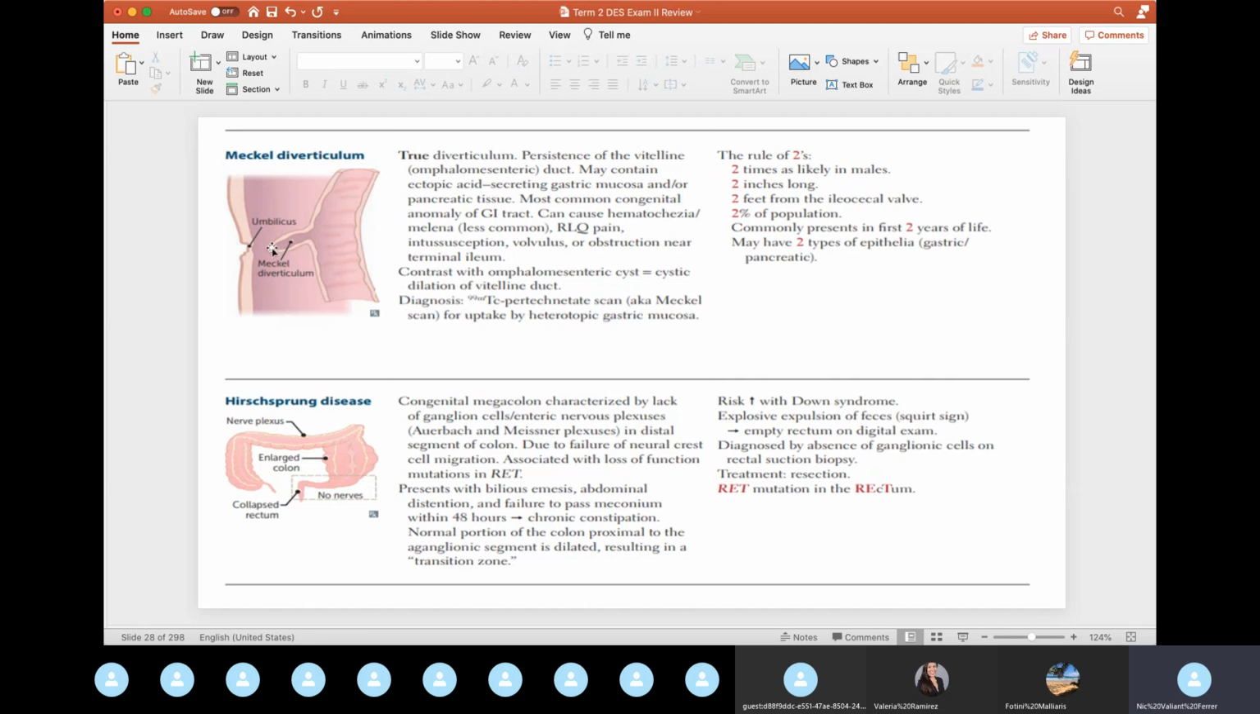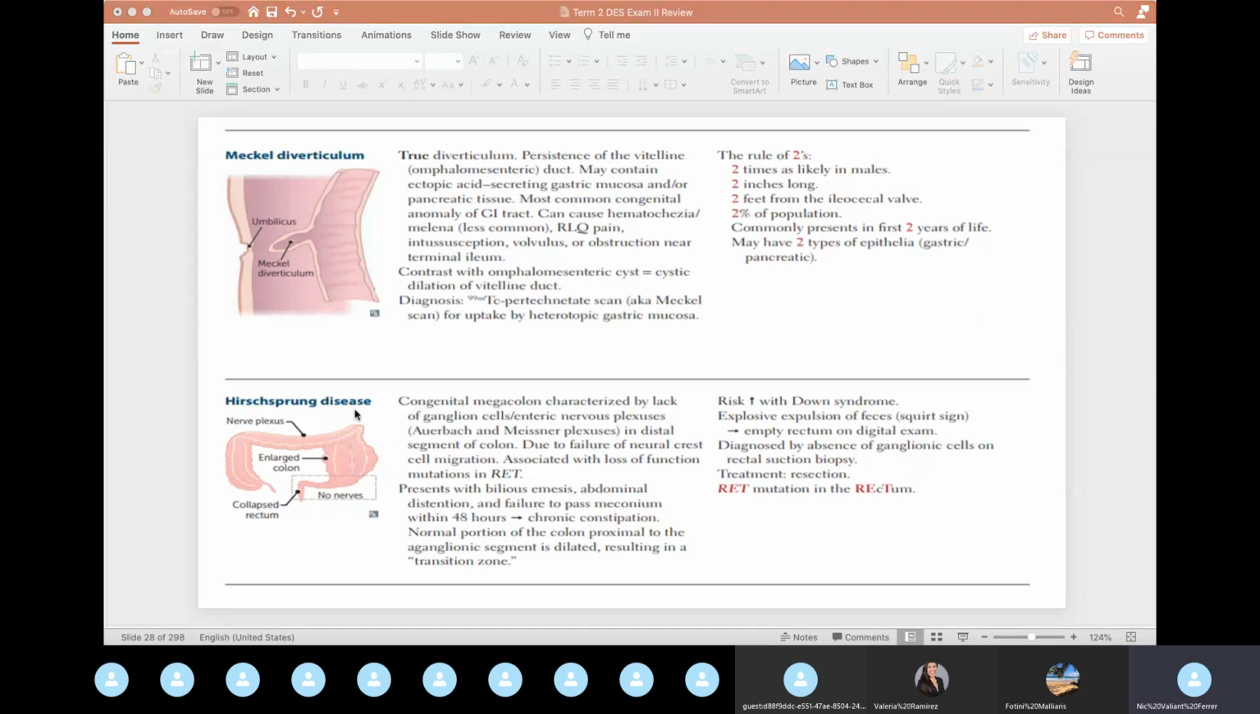So when you contrast this one, you have your omphalomesenteric cyst. Omphalomesenteric cyst is just a cystic dilation. It's not a true diverticulum. How are we going to diagnose Meckel's? High yield: technetium pertechnetate scan, or the Meckel scan. So you look for the uptake of heterotopic gastric mucosa. You need to know the rule of twos. This is high yield. Most likely in males, 2 inches long, 2 feet from the valve, 2% of population, and it presents in the first 2 years of life.